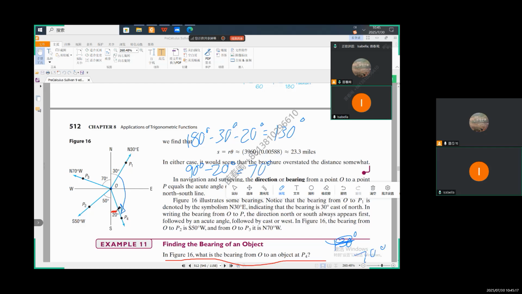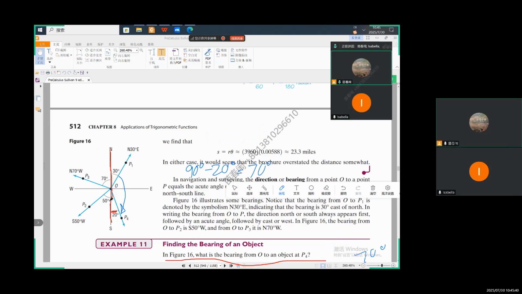Well, that's one way to express it, but in bearing, we want to use this. So you just use that 20. Oh, you just use 20? Yeah. Your way is also a way, but this is the standard way for bearing, using north and south.